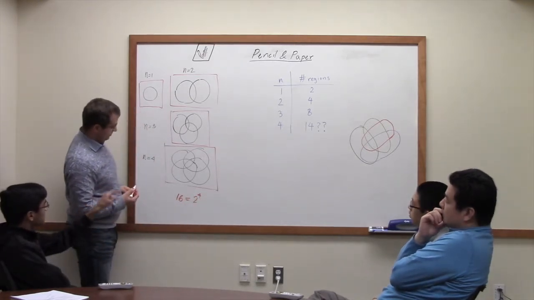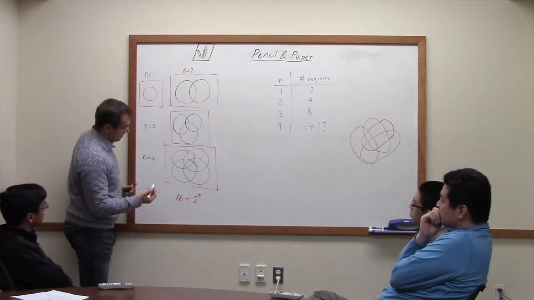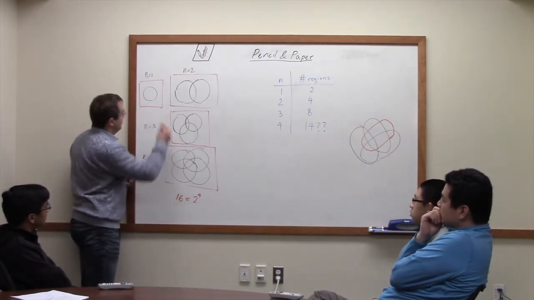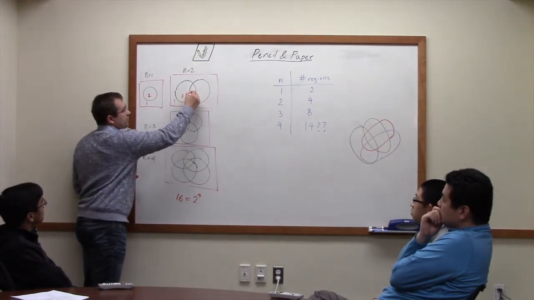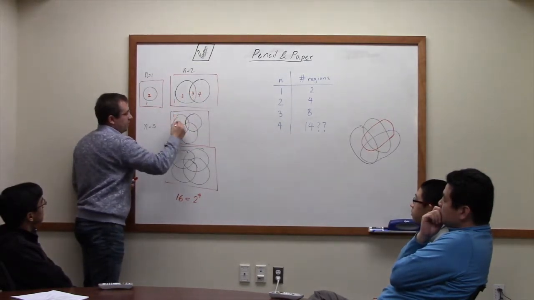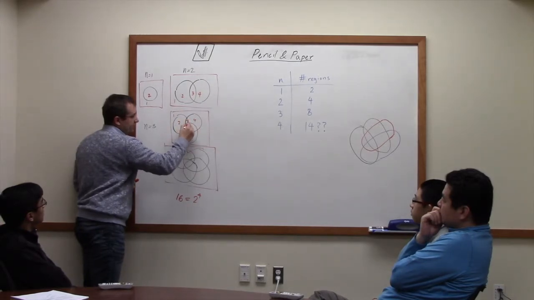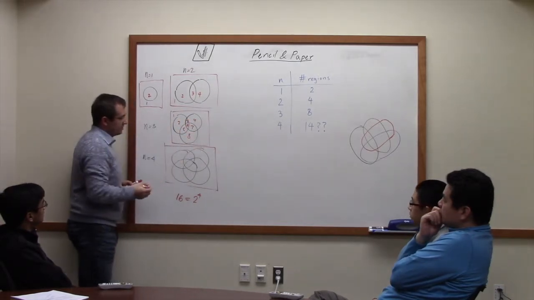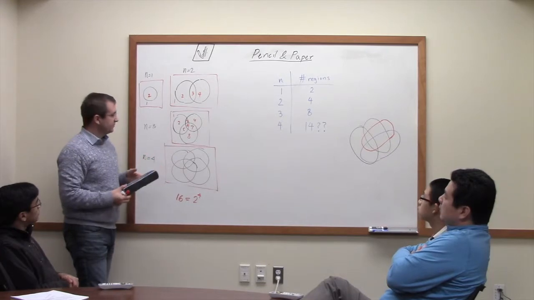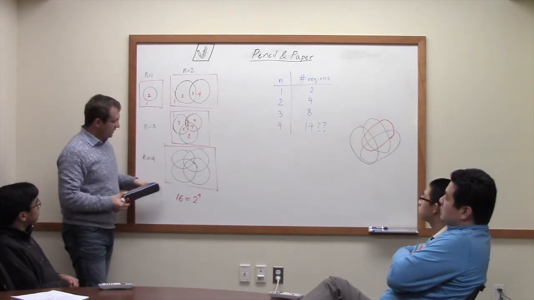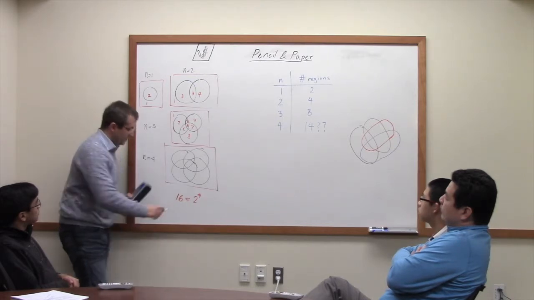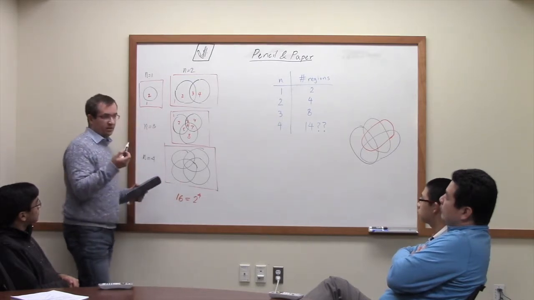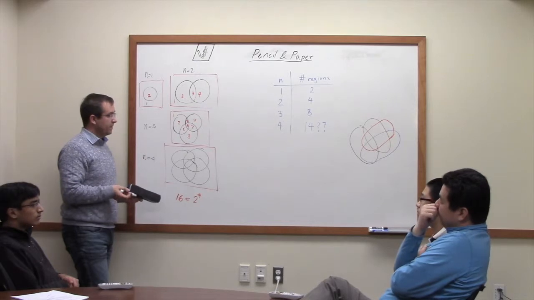For each circle, it can be either inside or outside. If you look here, it's 1, 2, 3, 4, 5, 6, 7, 8 regions. So in the Venn diagrams, if we have n sets to represent, we need to represent 2 to the n regions. Why not?